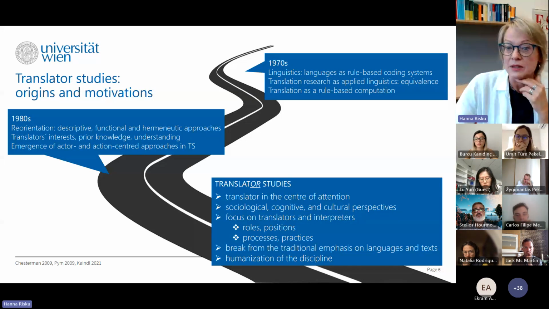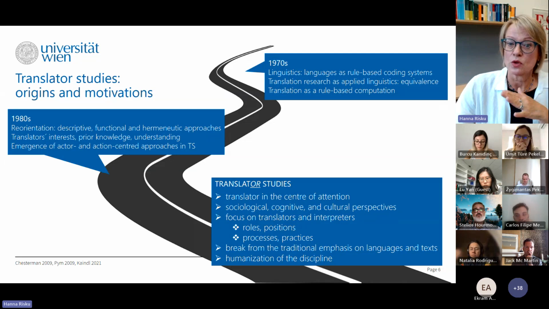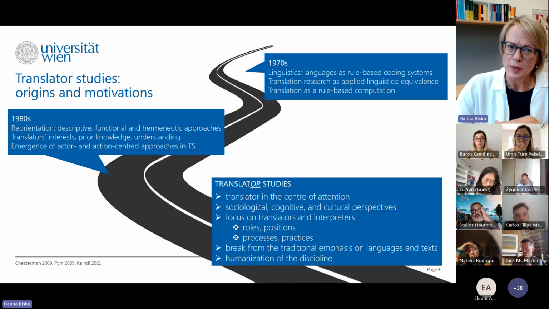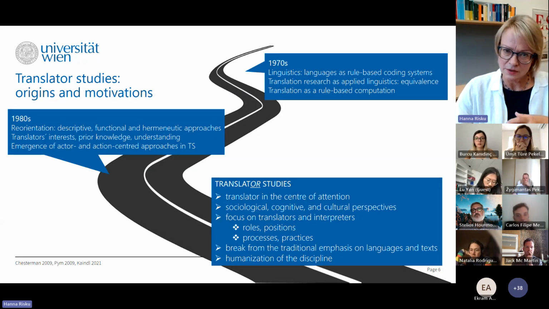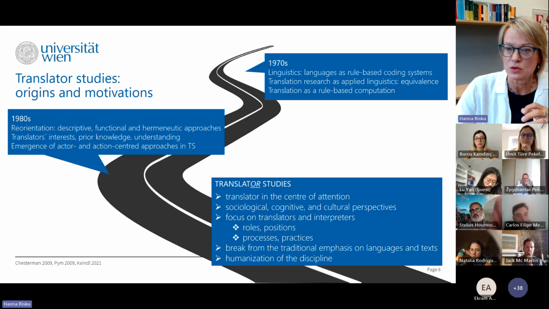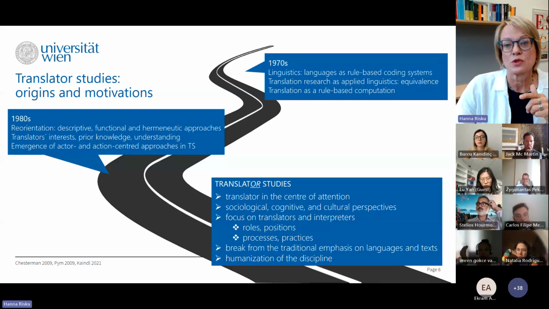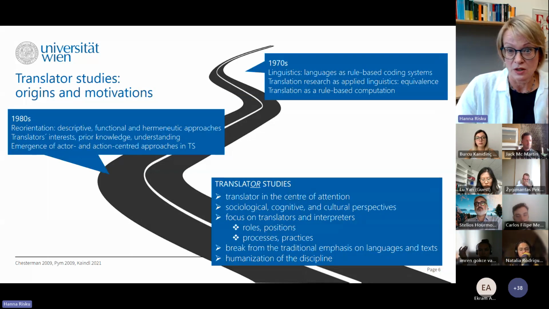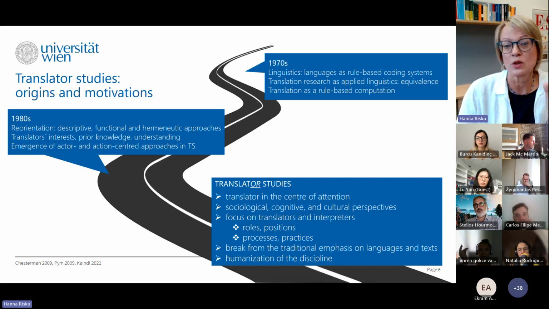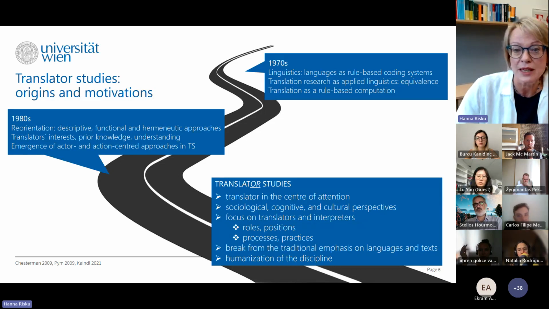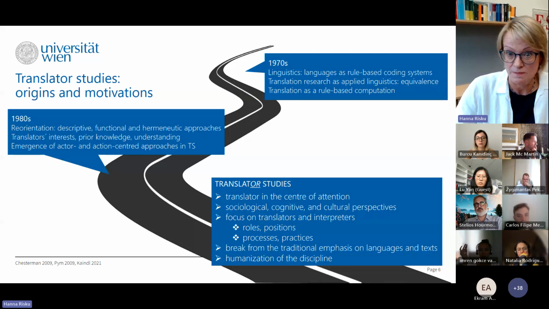But in line with the developments of linguistics at that time, translation studies scholars focused on comparing languages as rule-based coding systems, trying to identify equivalence and other relations between language systems in the study of translation. And as Kindle notes, this was also strongly borne by the assumption that translation is a computation that can be carried out by a computer as soon as the respective language symbols and rule symbols have been fully recorded.